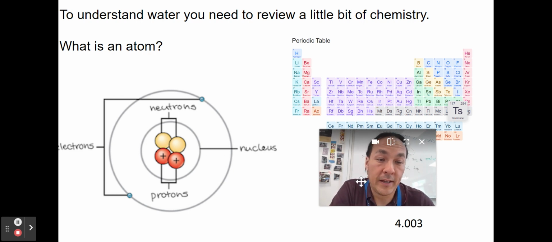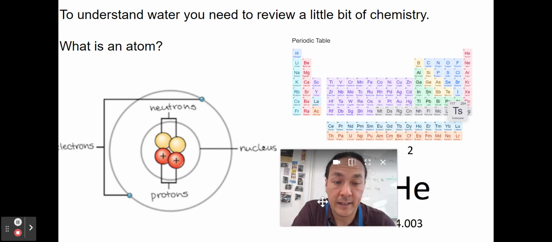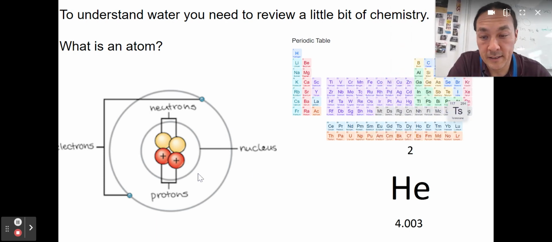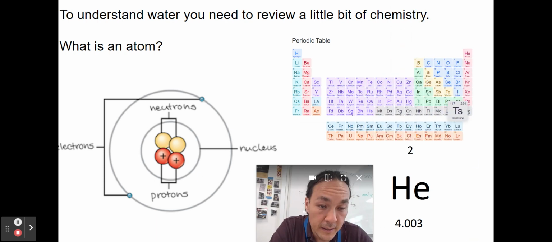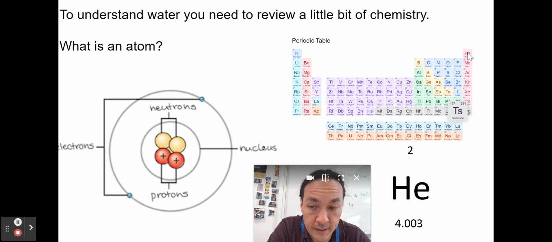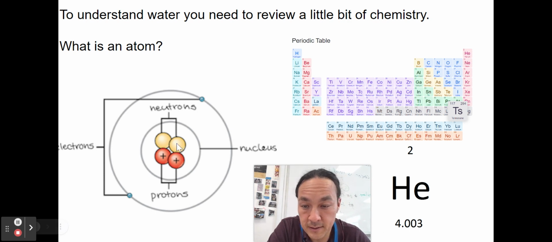So you can have a carbon atom. You can have a helium atom. And here is a picture of a helium atom. Helium is number 2 on the periodic table. It's going to have 2 protons, 2 neutrons, and 2 electrons. It's going to be stable. It has 2 in this ring right here. So it's all good to go.